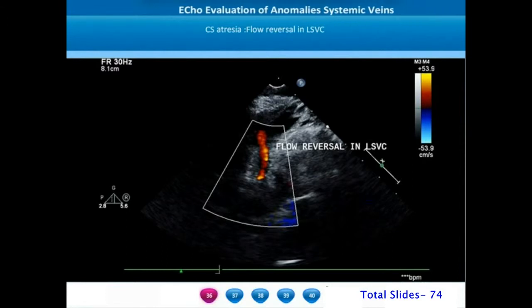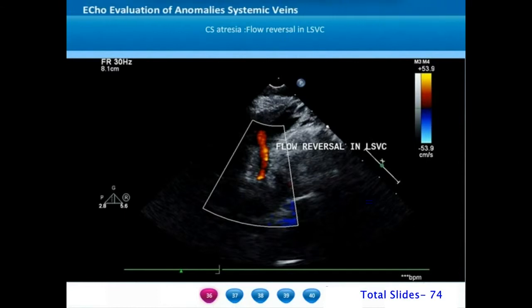Number 3, it can be due to duplication of the inferior vena cava, where a left-sided inferior vena cava ascends up as the hemiazygous vein and continues as the left vertical vein and ultimately drains into the left innominate vein.